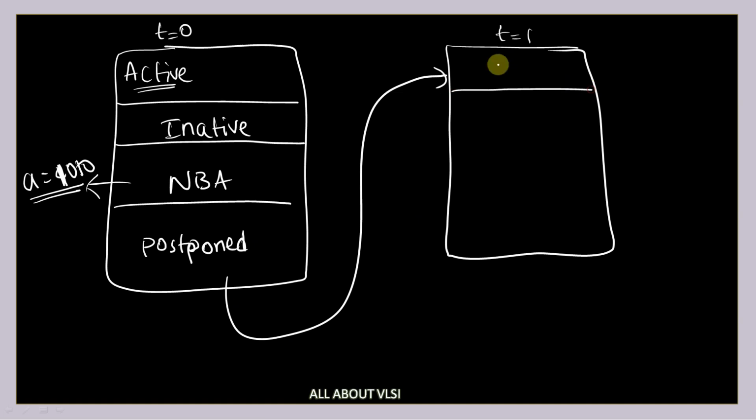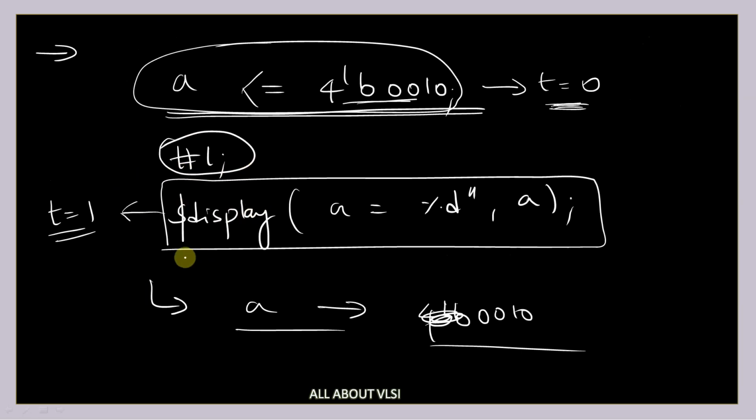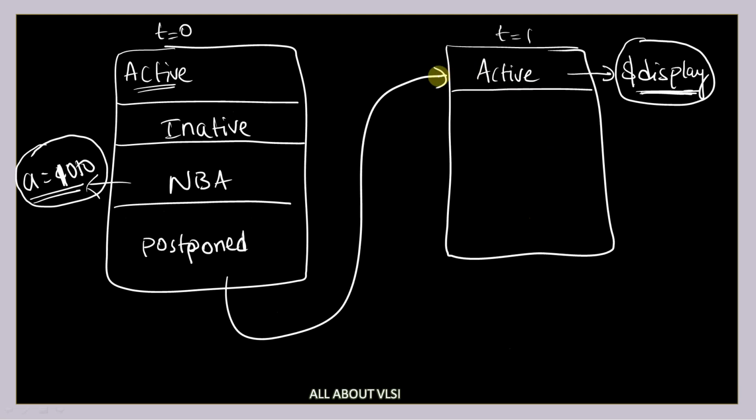In the next time slot, you have your active region again, and in this active region you have written a $display statement. Now, what happens when you use this $display statement? It will show you the previous value of your A, that is nothing but 1010, because in this time slot no assignment has been written. You are just simply writing A is equal to percentage D.